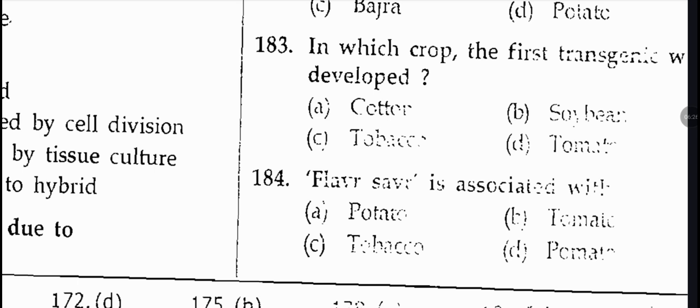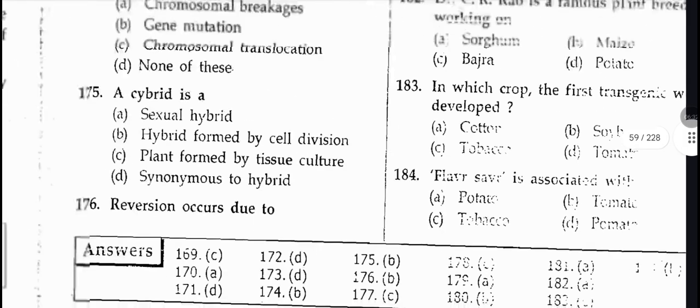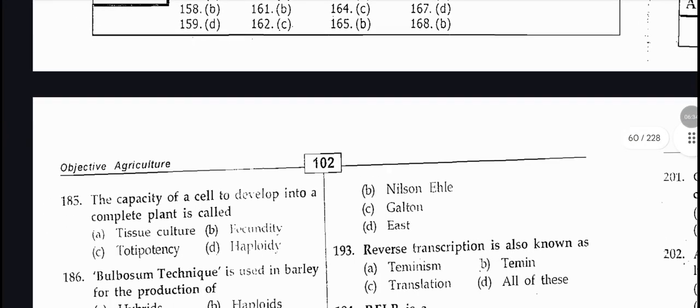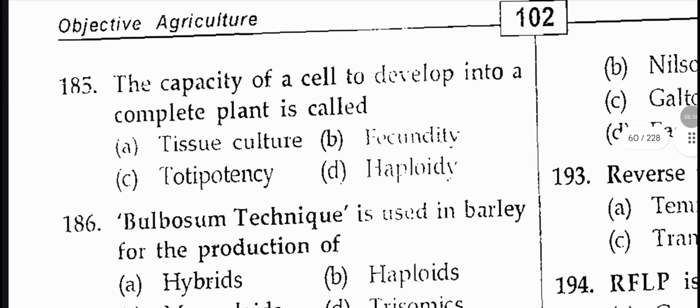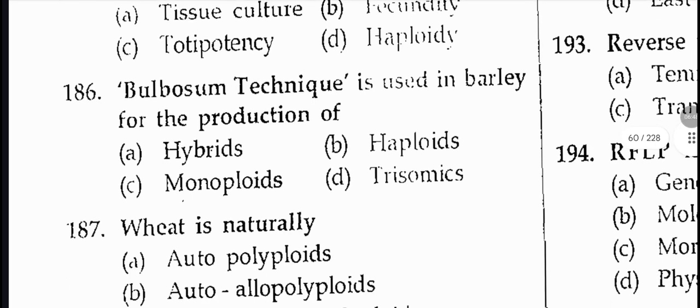184. The flavr savr is associated with the tomato. Question number 185. The capacity of a cell to develop into a complete plant is totipotency. Question number 186. The bulbosum technique is used in barley for the production of, that is option B, haploids.